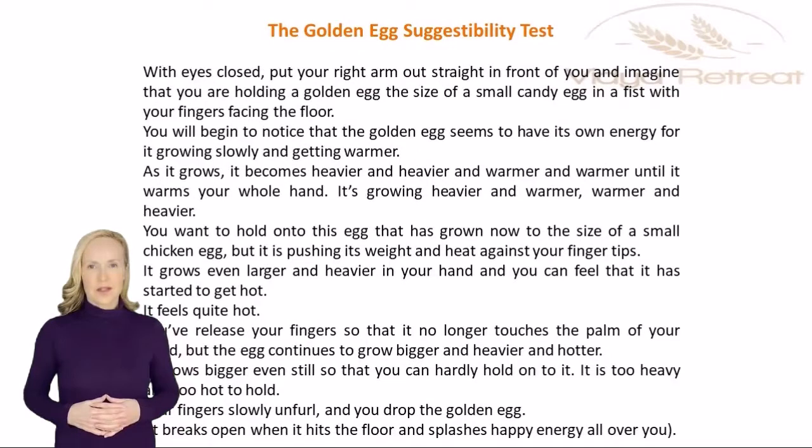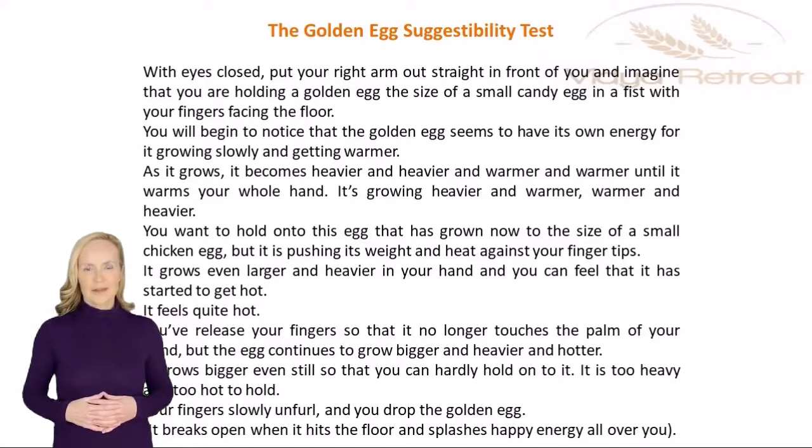The golden egg suggestibility test. With eyes closed, put your right arm out straight in front of you and imagine that you are holding a golden egg the size of a small candy egg in a fist with your fingers facing the floor. You will begin to notice that the golden egg seems to have its own energy, growing slowly and getting warmer. As it grows, it becomes heavier and warmer until it warms your whole hand. It's growing heavier and warmer, warmer, and heavier. You want to hold on to this egg that has grown now to the size of a small chicken egg, but it is pushing its weight and heat against your fingertips. It grows even larger and heavier in your hand, and you can feel that it has started to get hot.